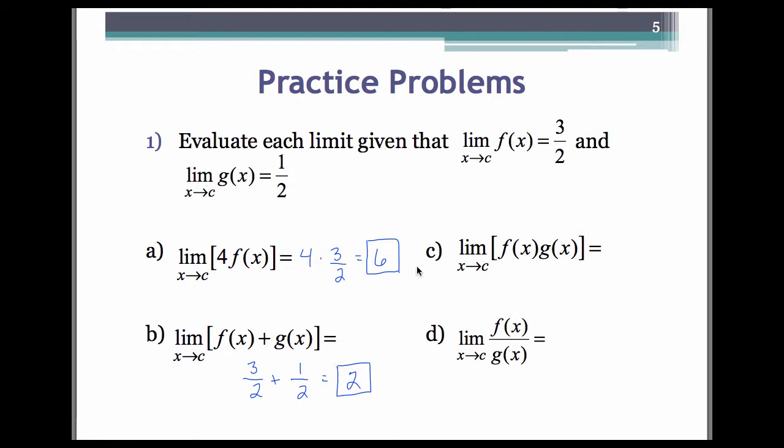The limit of the product, we're just simply going to multiply the two limits. So we'd have 3/2 times 1/2. So that's going to be 3/4.